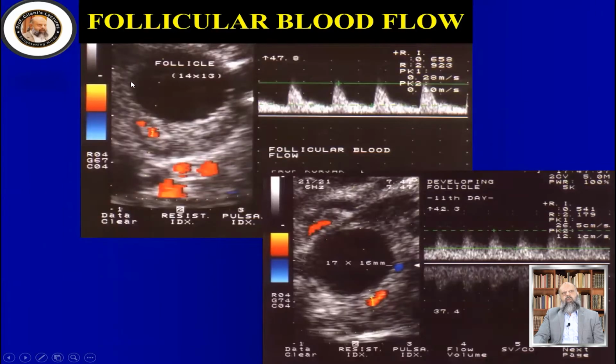Here is a follicle. In this case, it is 14 by 13 millimeters. On spectral Doppler there is biphasic forward flow, and we can see the resistive index is 0.65. In this case, it is 17 by 16 millimeters. This is the feeding vessel, and you can see the biphasic forward flow. The resistive index is 0.54.